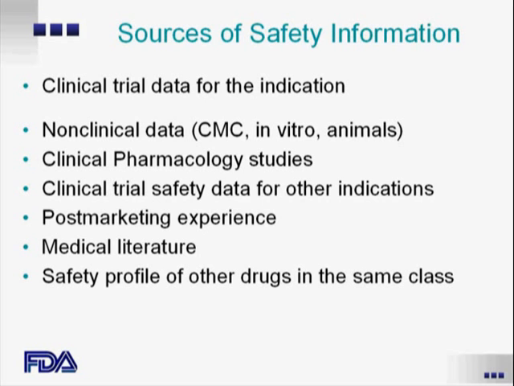However, you need to consider other sources of safety data, such as non-clinical data, the mechanism of action, the chemical structure of the product, as well as other non-clinical studies, such as in vitro toxicity studies and studies in animals. Clinical pharmacology studies and clinical trial safety data for other indications are very helpful, and if the product is currently approved and marketed, post-marketing experience with the product will be available as well. The other sources of safety information are publications, and the safety profile of drugs in the same class.